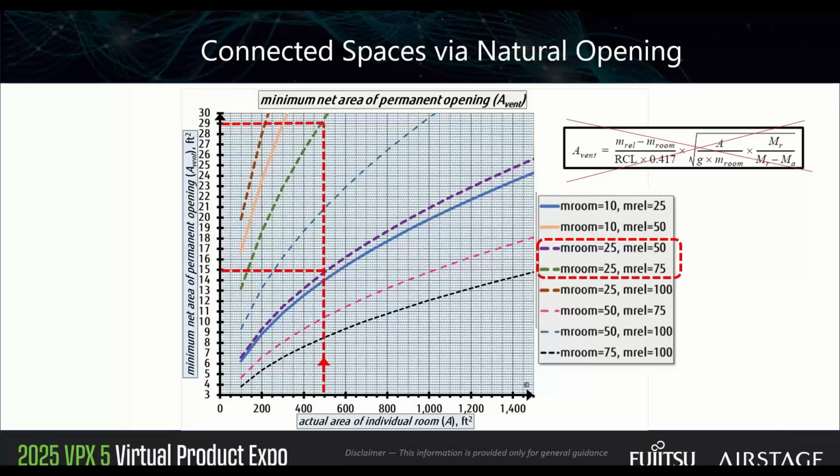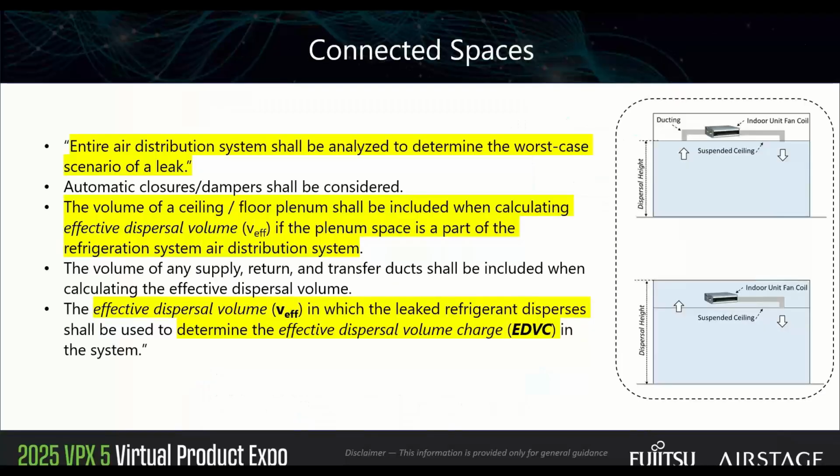So you can get the feeling here for how big the net area for that opening should be if you want to use the connected spaces when you calculate the room volume. On the next slide, the connected spaces: we need to look at the whole air distribution system, the whole thing, and determine the worst case scenario if you have a leak.